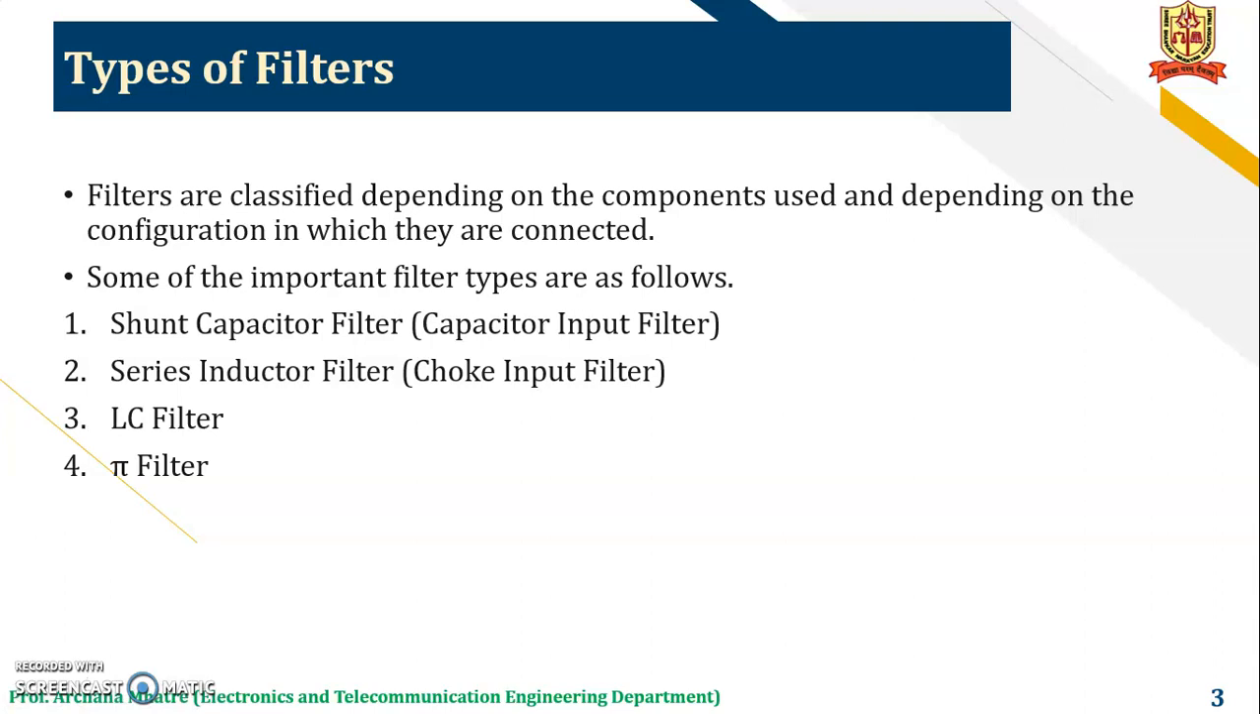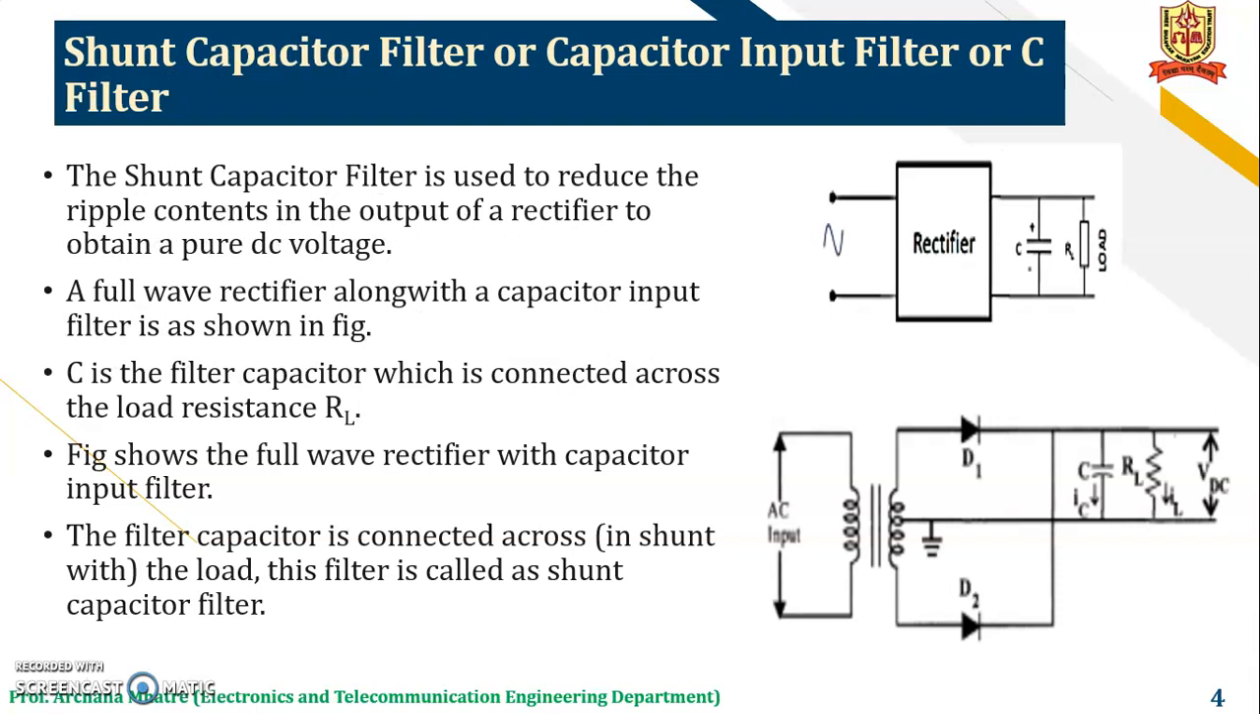Now, types of filter. Filters are classified depending on the components used and depending on the configuration in which they are connected. Some of the important filter types are as follows. First is shunt capacitor filter, series inductor filter, LC filter and pi filter. First we will see shunt capacitor filter, also called as capacitor input filter or C filter.